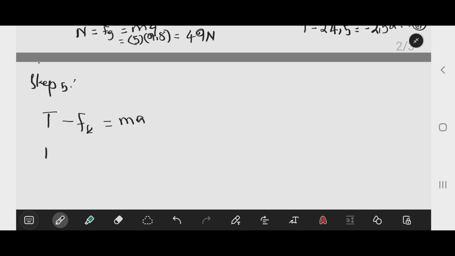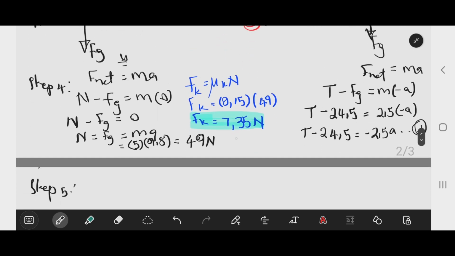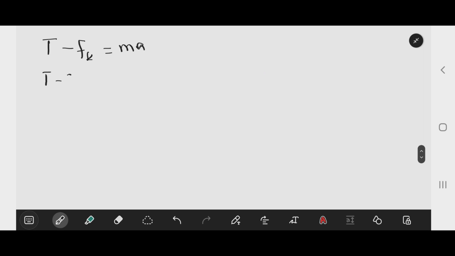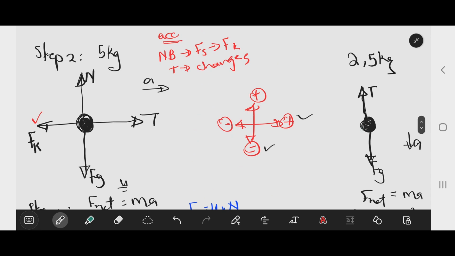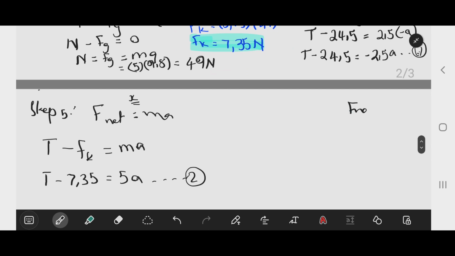So now we have tension minus kinetic friction. We have calculated kinetic friction to be 7.35. Okay, 7.35 equals the mass of the object, 5 kg, times acceleration, right? So T minus 7.35 equals 5a. That is equation number 2. Okay, so that is the Fnet in the x direction. So let us perform the Fnet in the x direction for the second object, but as you can see, we do not have any forces acting in the x direction. So for this one, we will not perform it.